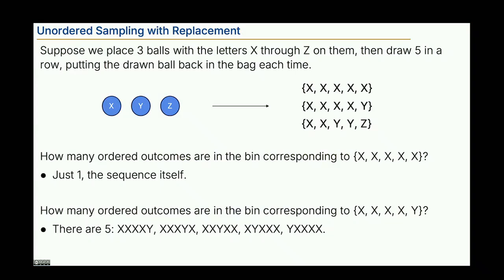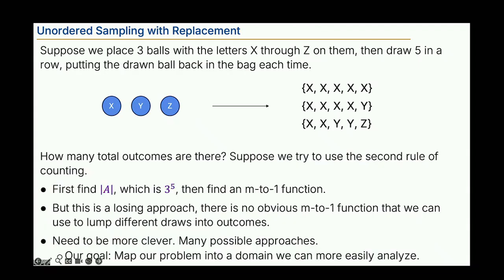Okay. So the answer is there's only one outcome that matches XXXXX. Sorry, this is a little sloppy in terms of precise mathematical notation. And then in the case of how many different sequences are there that have 4 X's and 1 Y? There's 5 of them, okay? In other words, if we tried to do the color trick, it's not going to work because there isn't the same number of things per bin, right? Some bins will have 1 item, some will have 5, and so forth. There will not exist a simple m to 1 mapping that will make our lives easy, okay?